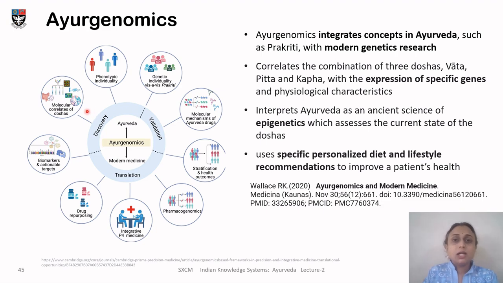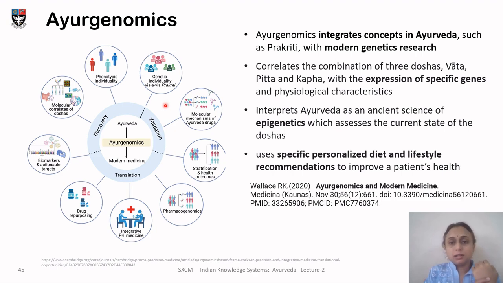In the discovery phase, what is done is various modern scientific technologies, what we term currently as omics technologies, are used to look at gene expression in an individual, and that is correlated to the Vata, Pitta, Kapha Prakritis, the 3 doshas, and also to the expression of those in terms of the physiological changes, the physique of a person. So that is termed as the phenotypic individuality. What is inherent? How does it express on the outside? This discovery phase then leads to the validation phase, where these individual differences in Prakriti are validated.